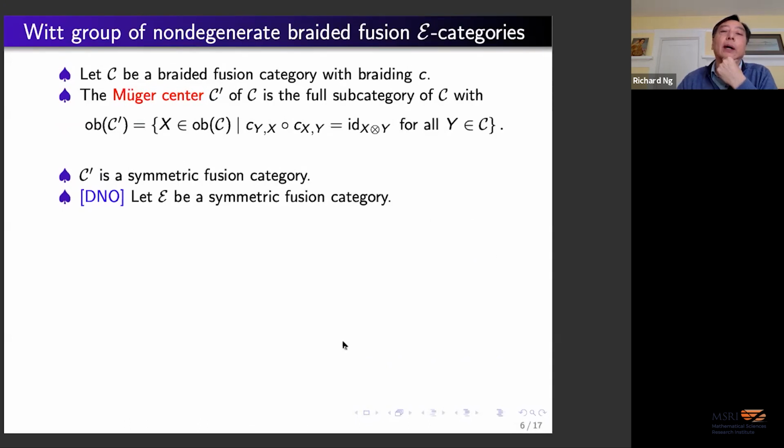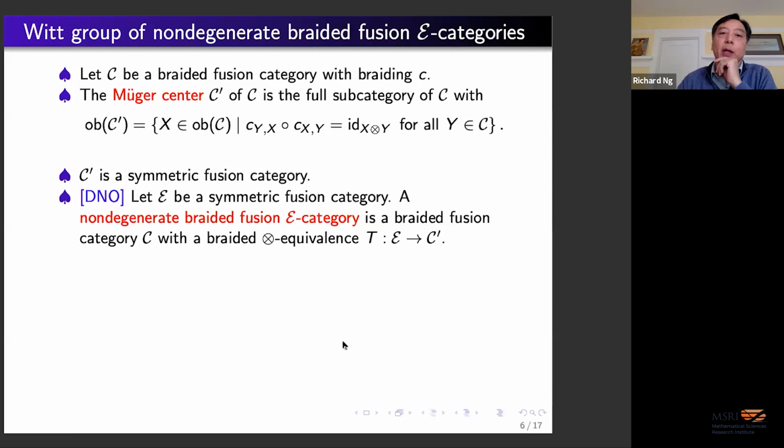So now I basically quickly go through the paper of Davydov, Nikshych and Ostrik on this. So let epsilon be a symmetric fusion category. A non-degenerate braided fusion epsilon category is a braided fusion category C together with a braided tensor equivalence T from epsilon to C prime. So basically, it's a pair: a braided fusion category together with this embedding T.